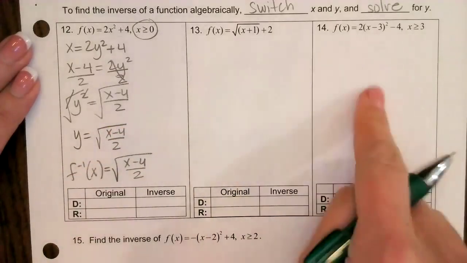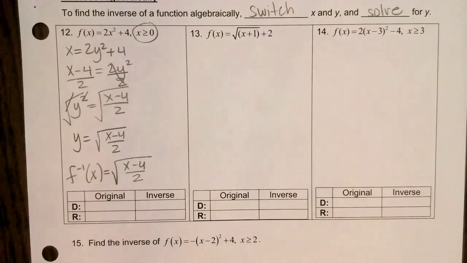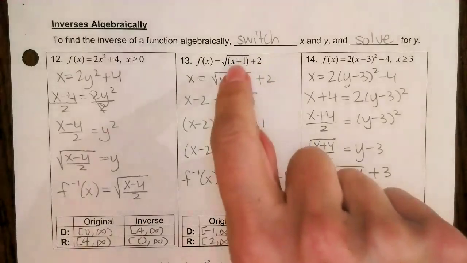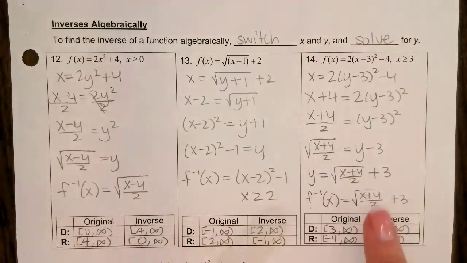I think it's time you try some, so go ahead and try 13 and 14. Pause the video, give them a shot, and come back and check them to see how you're doing. All right, so I've tried those. Check your work. Make sure that you got the domain restriction, which is right here. This one needed a domain restriction to make sure you only had one side of that parabola. Again, square roots and quadratics are inverses of each other. So if I start with a square root, I'm going to end with a quadratic. If I start with a quadratic, I'm going to end with a square root because they are inverses of each other.